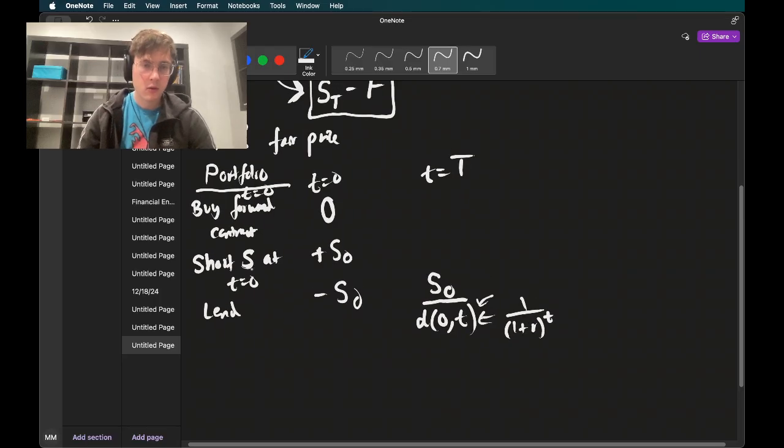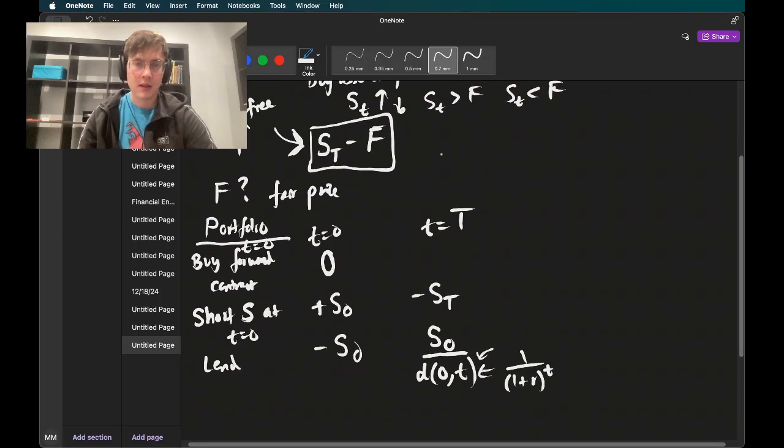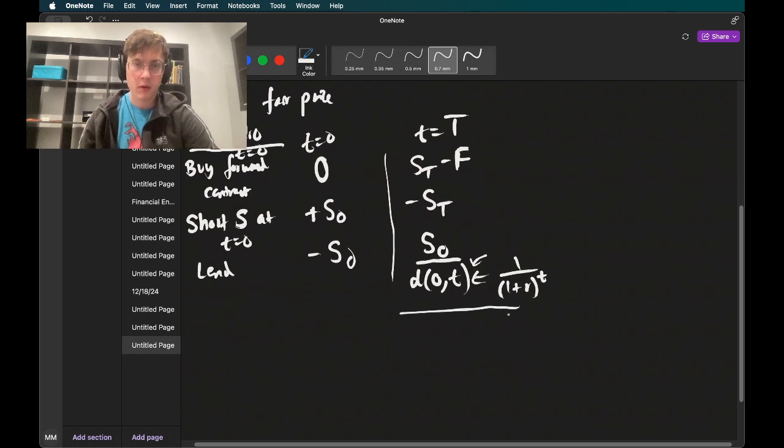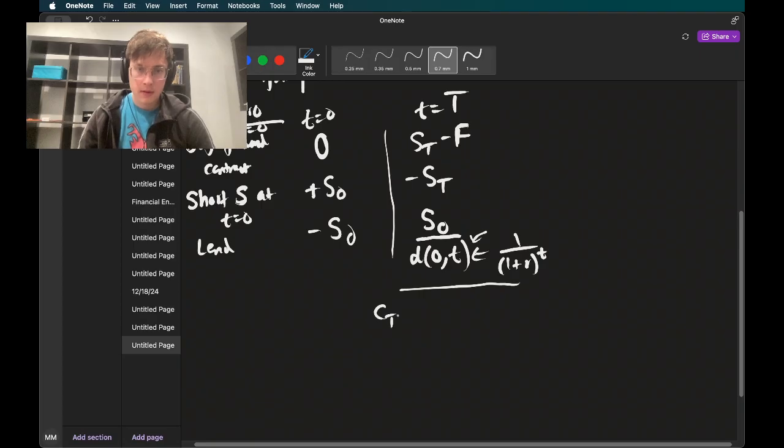Okay. So now we shorted S at t equals 0, so now we have to repurchase the stock, and we're repurchasing it at S_T. And now the value of this contract, let's just say we immediately sell it, we already derived what the value of this contract is: S_T minus F. So basically S_T is a totally random variable. We have no idea what the value is, but if we add up all the cash flows that we've generated by constructing this portfolio, we get that the cash flows at time T is equal to, these cancel out, and we just end up with S_0 over D(0,T) minus F.